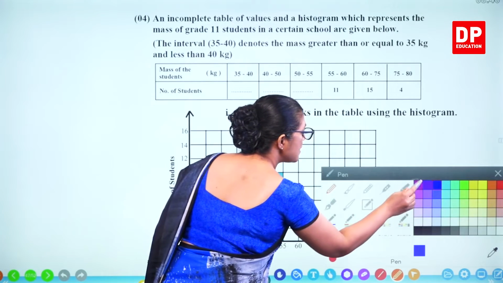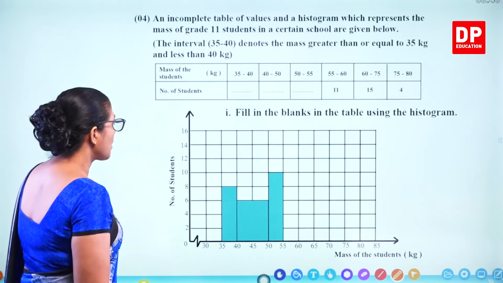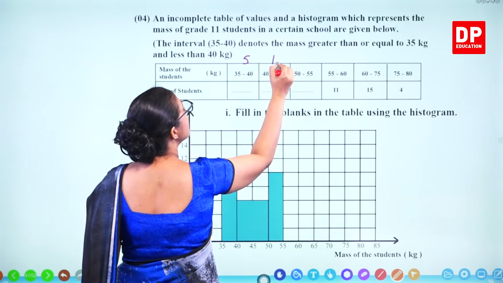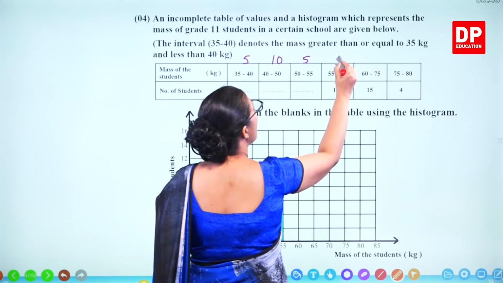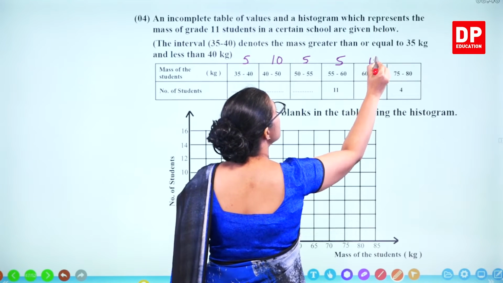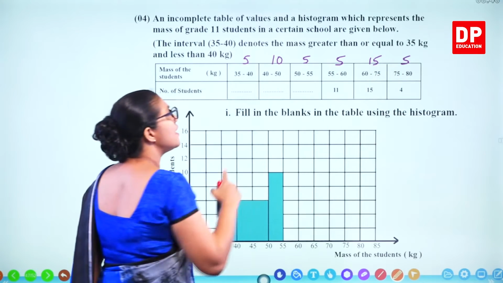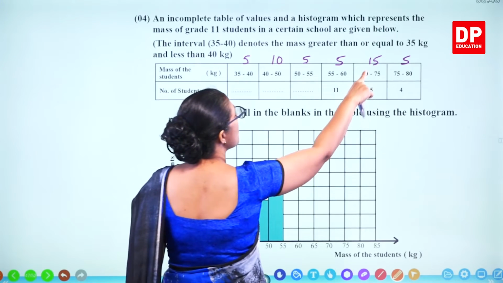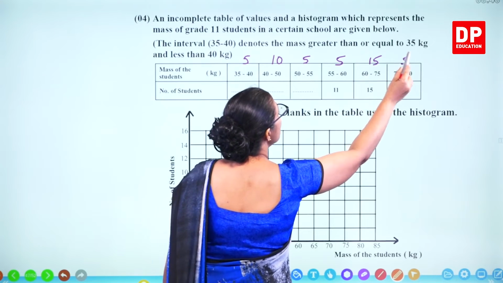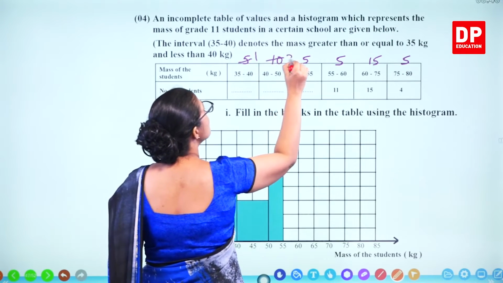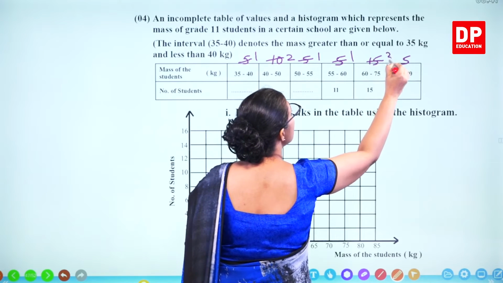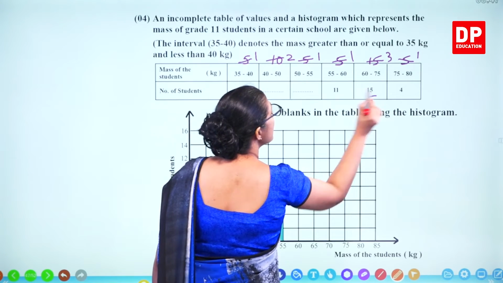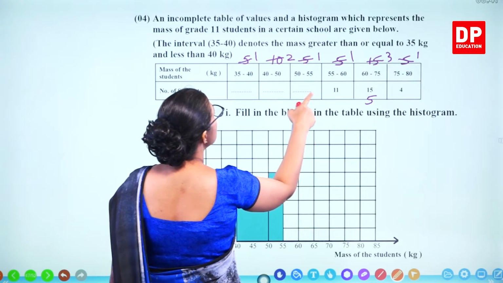So first you have to identify the width of the interval. This is 5. This is 10. This is 5, 5. This is 15 and 5. So you need to divide. If you divide everything by 5, this is 2, 1, 1, 3 and 1. So what's the new frequency here? 15 divided by 3, that's 5 here. All the other frequencies are okay.